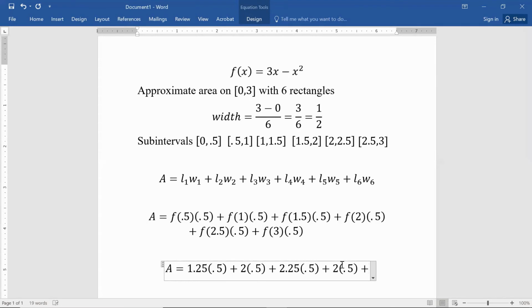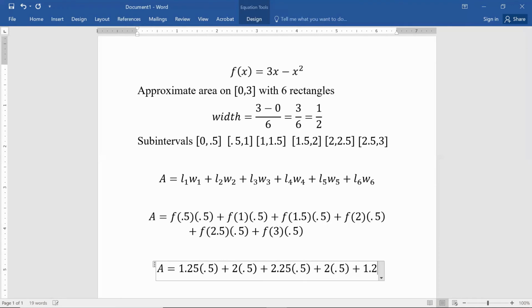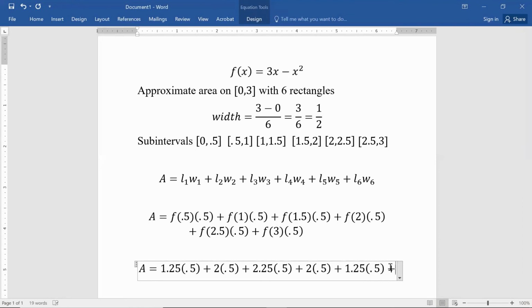And the width is still 0.5. Again, that's f of 2 is equal to 2. Plus, now we're looking at f of 2.5. 3 times 2.5 minus 2.5 squared becomes a 1.25. So the output is 1.25 multiplied by a half for your width. Again, these are just length times width.